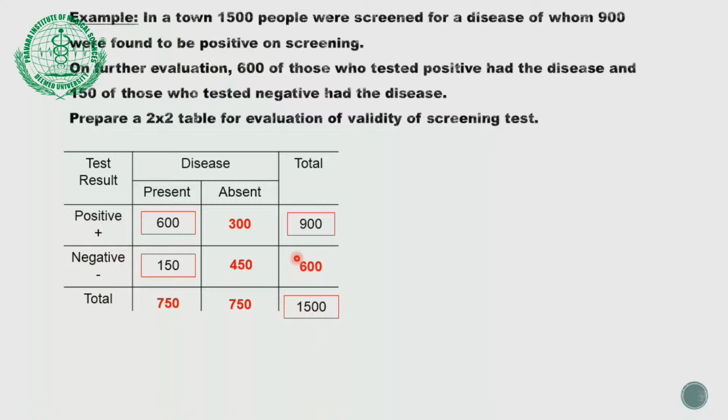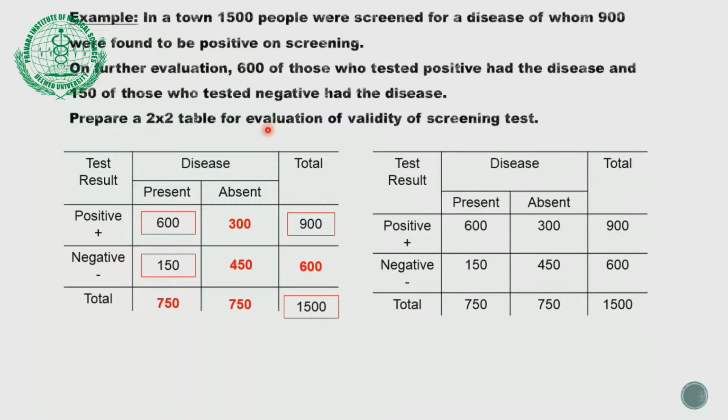Now how many people tested negative in all? So that will be 1500 minus 900, you will get 600. 600 people tested negative. And 900 minus 600, you will get 300. 300 people who tested positive but the disease was absent in them. And the remaining value is 450 when we subtract 150 from 600. So in this way you can make a 2 by 2 table based on the data that is provided to you. This can be asked as an epidemiological exercise.